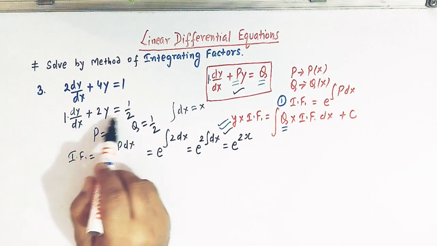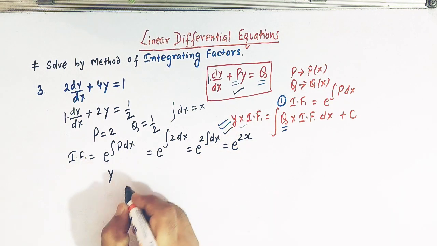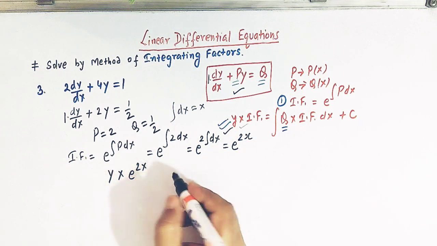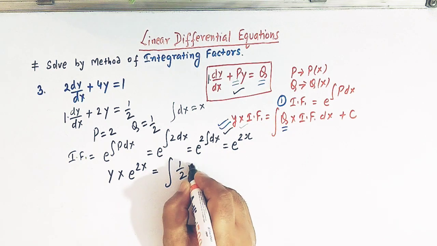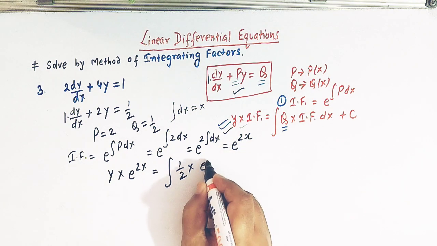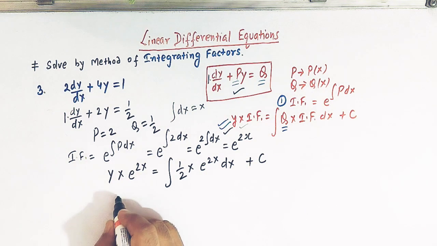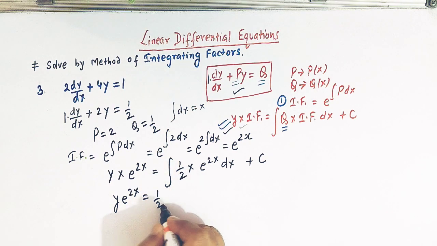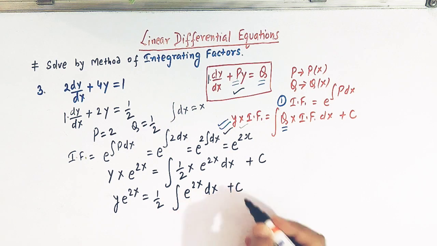Now the solution of this differential equation is given by this expression. So now we have y times the integrating factor, which is e raised to 2x, equal to the integral of q, where q is half, times the integrating factor e raised to 2x, dx plus c, right? So this is y e raised to 2x, taking half outside the integral, we have e raised to 2x dx plus c, right?